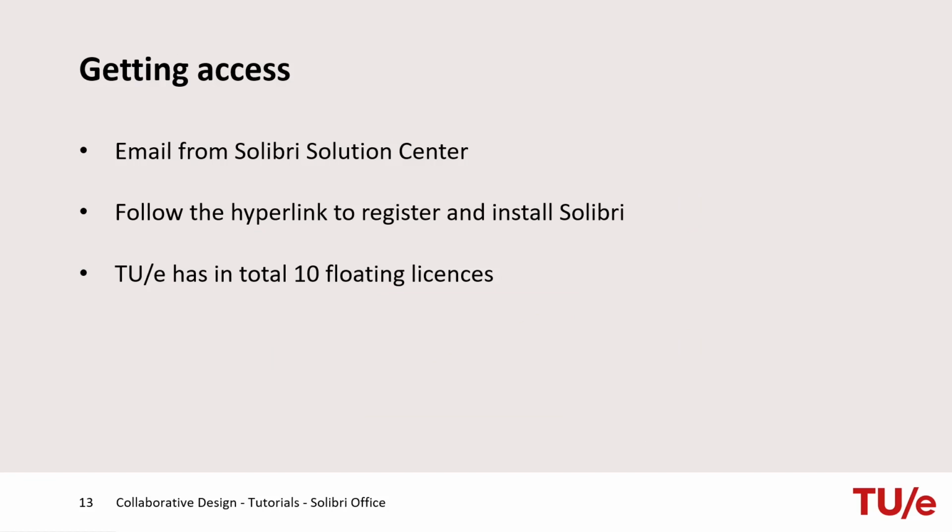Now a bit more about how you get access to Solibri. If it's your first time working with Solibri at the university, you will receive an email from Solibri Solutions Center. Follow the hyperlink in that email to register yourself and install Solibri. The university has in total 10 floating licenses, which means only 10 people can work on Solibri simultaneously. So, if there are already 10 people working in Solibri, you cannot log in. In this case, you should wait for a while and then try logging in again.